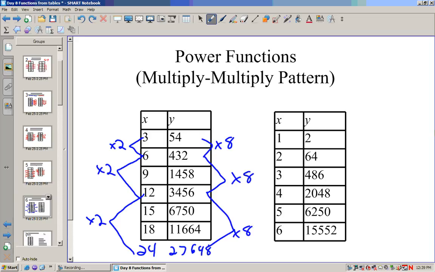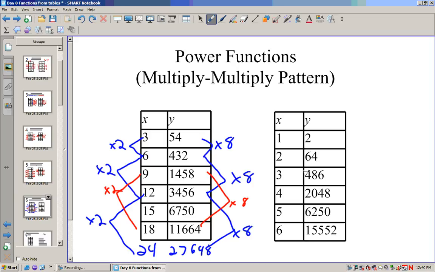Now, that same pattern exists if I start here. If I just do 9 to 18, I multiply by 2. So those two should have the same pattern. So if I take 1,458 multiplied by 8, I do get 11,664. So no matter where you're at in the graph, you can still multiply x by 2, and you'll be multiplying the y values by 8.